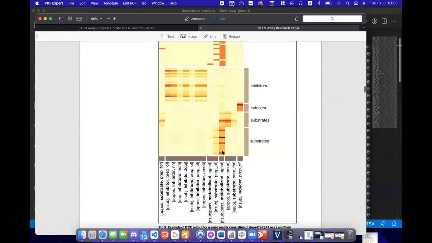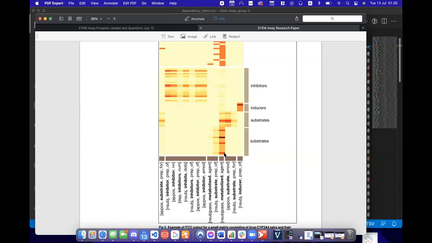So in these more dense areas, does it mean that this dependency relation usually connects these substrates? Is that what it means? Yeah, exactly. So the darker it is, the more weight or emphasis is put there.